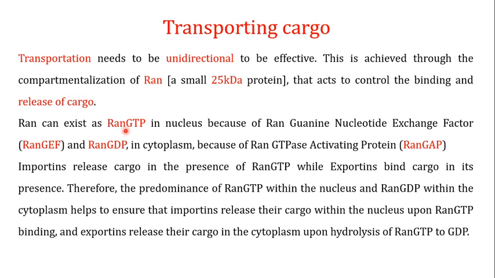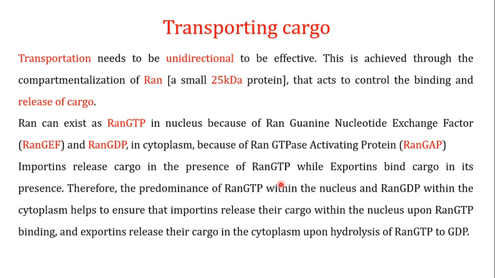So in the nucleus the RAN is in the RAN GTP form because of the RAN GEF. In the cytoplasm the RAN is in the RAN GDP form because of the presence of the RAN GAP. Now, these Importins release their cargo in the presence of the RAN GTP, and we will discuss how it happens. As the RAN GTP is present in the nucleus, the Importins will release their cargo in the nucleus, while the Exportins bind cargo in its presence.